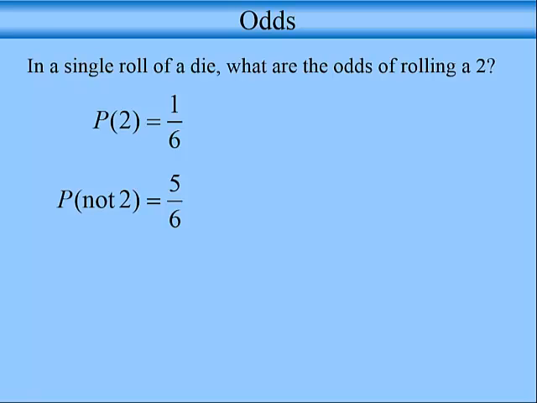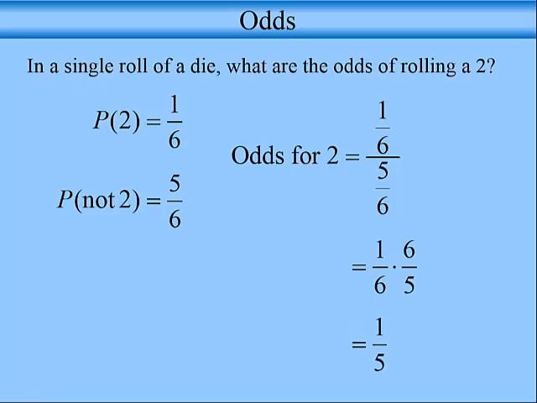And so the odds in favor of rolling a 2 would be 1 over 6 divided by 5 over 6, which reduces to 1 over 5. Now, odds are generally expressed like the second one, 1 to 5. This is 1 to 5 odds.